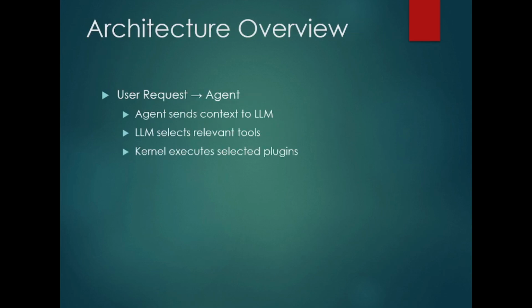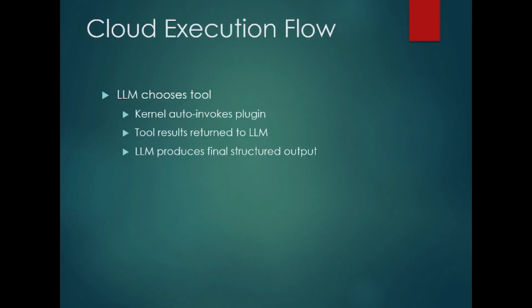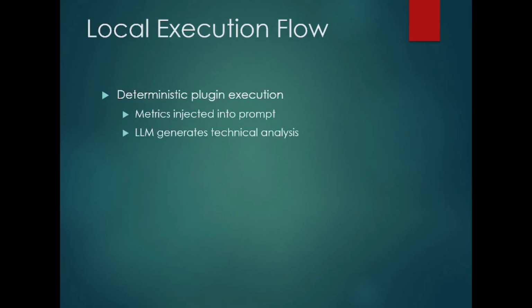Architectural overview. The user sends a request to the agent. The agent sends the context to the LLM. The LLM then selects the tools, and the kernel, meaning the Semantic Kernel library, executes these selected plugins on behalf of the LLM. The LLM chooses tools, the kernel auto-invokes the plugin, and the tool result goes back to the LLM for the final output. In local execution, metrics are injected into the prompt and the LLM generates.